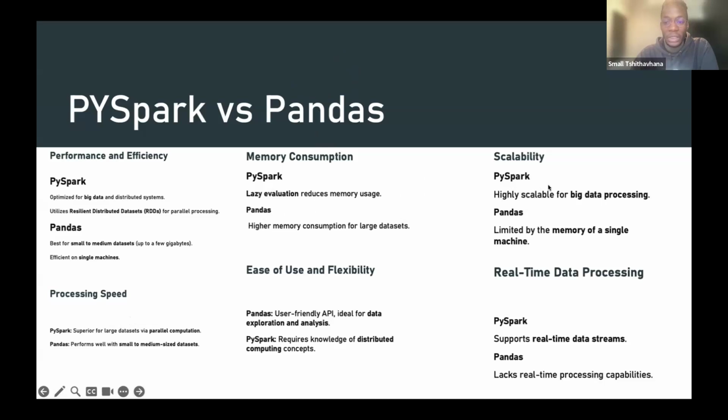We can also scale up PySpark when it comes to data processing. The upside is also that PySpark is able to handle real-time data streams, which is data moving in a sequential format continuously, unlike pandas, which doesn't have real-time data processing capabilities.